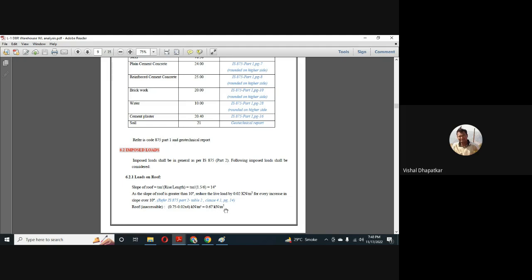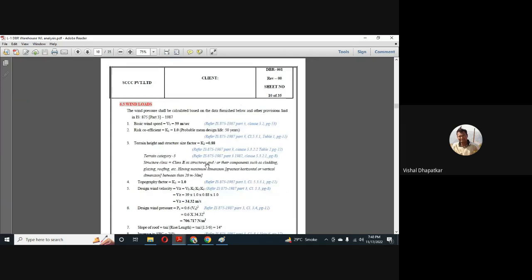And this load will be applied either on the purlin if we are modeling it, or directly on the rafter. So we'll see in STAAD how we have to apply all these loads.